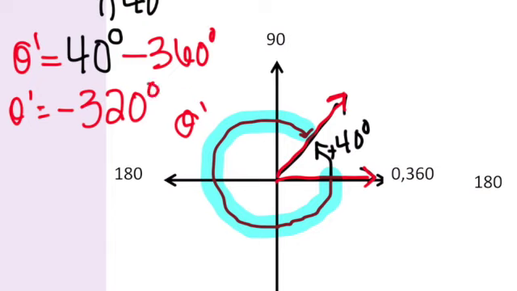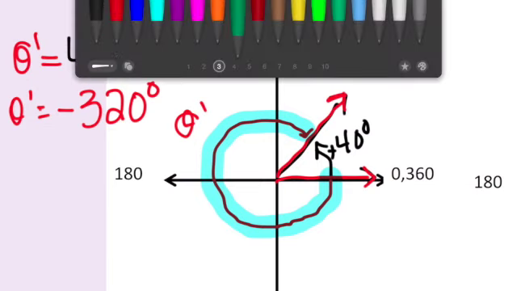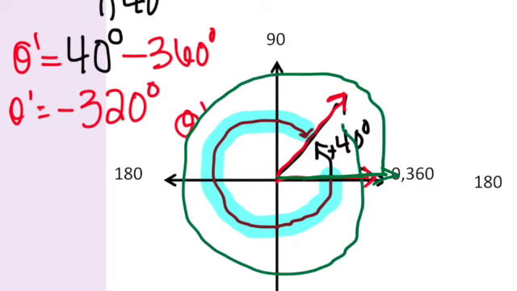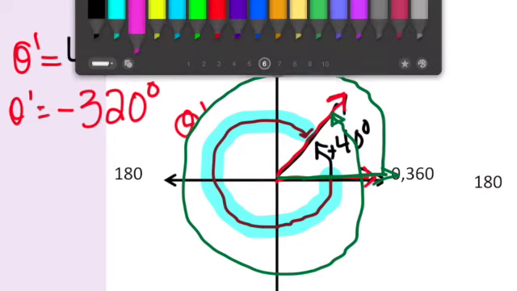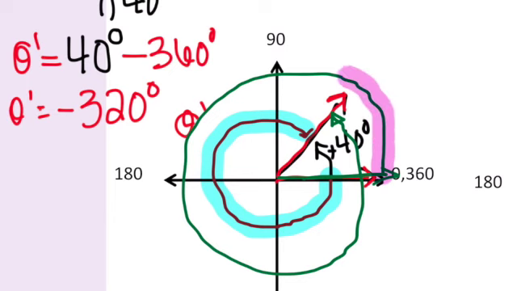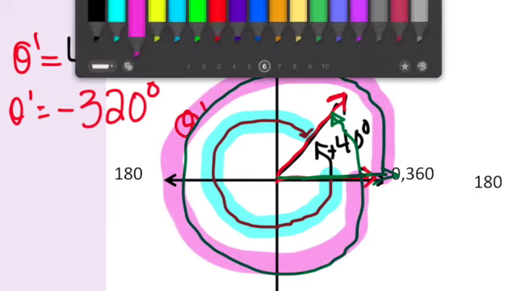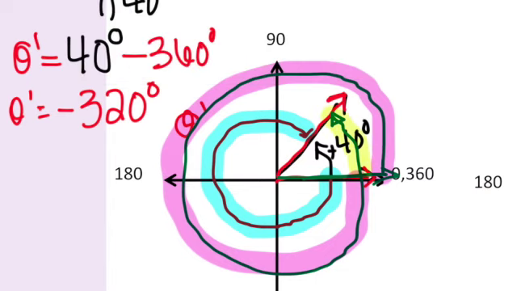All right, let's look at another example. Now, let's say I wanted a positive one. So I'm going to start here at the initial side, but now I'm going to go past it, and then I'm going to end up right at this angle. So this is this angle. We're going to travel 360 degrees, and then plus I'm going to travel another 40 degrees.